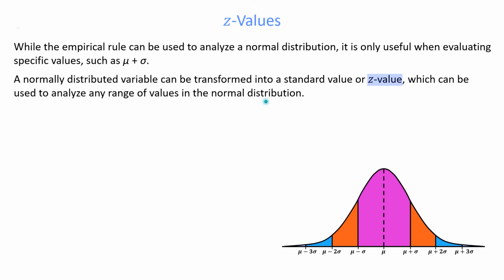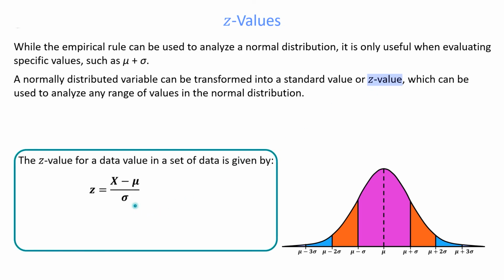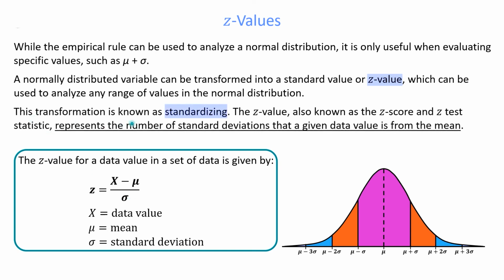So if we're given a specific data value, we can transform and find the corresponding z value by using this formula here. So if x is our data value, we subtract the mean mu and divide it by the standard deviation sigma. Now this transformation is known as standardizing, and the z value, which is also known as the z-score and even the z-test statistic, this represents the number of standard deviations that a given data value is from the mean. And we'll look at this in more detail later on in this video.